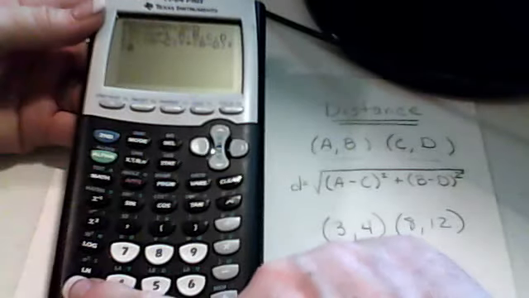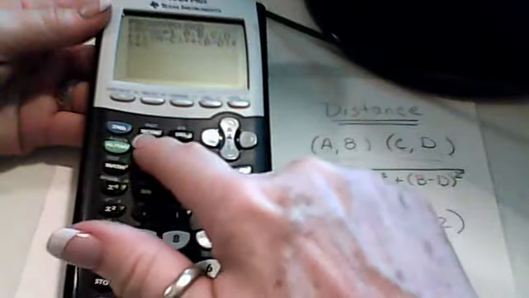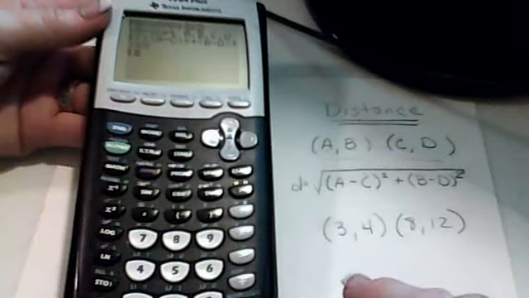Now I need to store that information somewhere, so I'm going to hit the store key, which is down here, and that says to store it, and I'm going to store it as X so that I can retrieve it later. And so I'm going to hit enter.